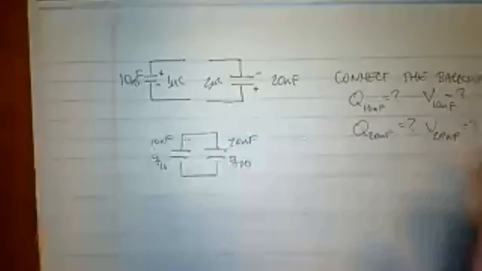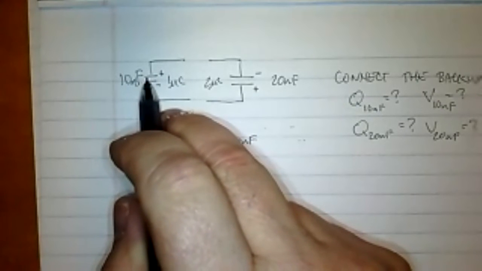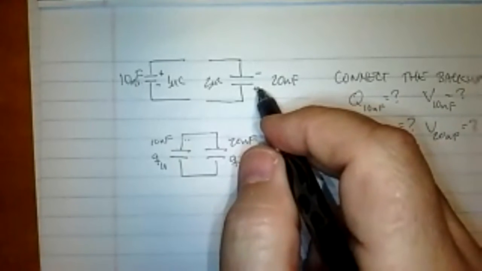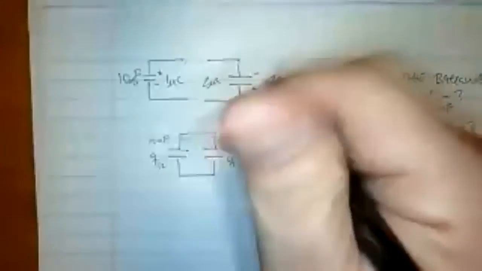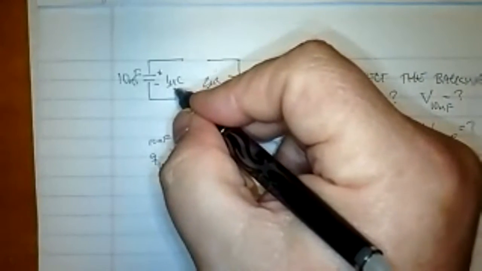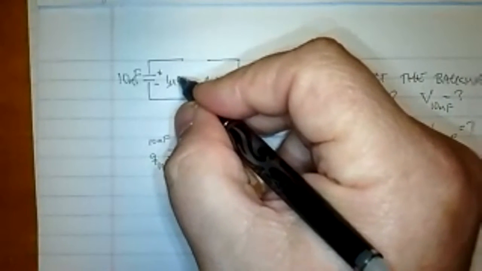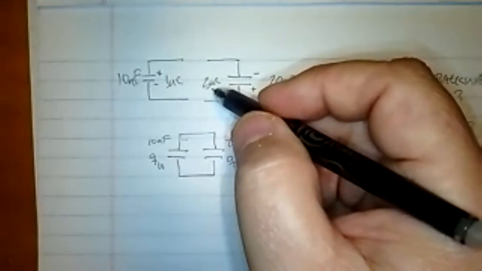So the reason why I do that is I know I have 10 nanofarads positive over here and 20 nanofarads positive over here, but this positive 2 microcoulombs is going to cancel out half of those. That's the easier way of saying it, because the positive with the negatives are going to just cancel each other out to get 0, and I'll still have 1 microcoulomb left.